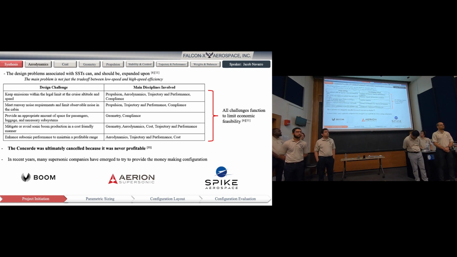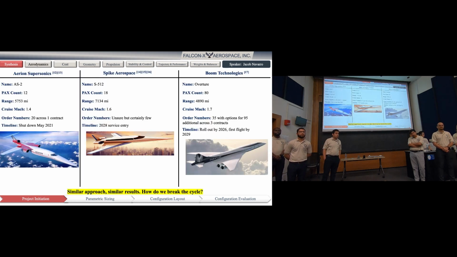So in more recent years, you have these companies like Boom, Ariane Supersonic, and Spike Aerospace emerging with their own supersonic commercial products, which are summarized here. Now, these configurations aren't identical. You can see some differences in pax count, but what's really important is the timeline. No matter what supersonic commercial vehicle you look at, the timeline either gets shut down completely or dramatically extended. And then when the deadline comes, it gets extended again. And the deadline comes again, and it becomes clear: if you take a similar approach, you get similar results. So how do we break the cycle?